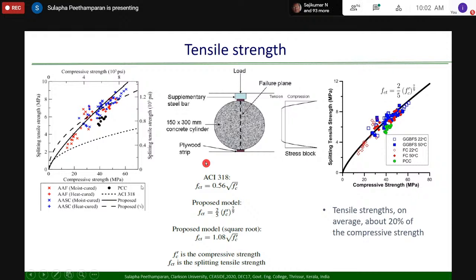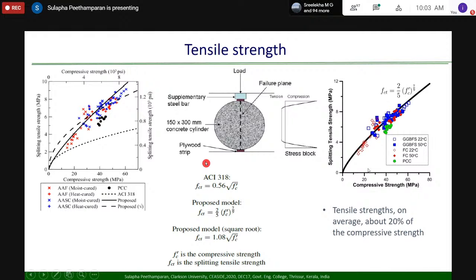The next property is the tensile strength. We find the tensile strength using indirect testing like the Brazilian test or split tension test. If you do that on this material and plot the tensile strength versus compressive strength versus split tensile strength, this is the kind of data or model you can create, and you can get the equation and find out what the tensile strength of this concrete is.